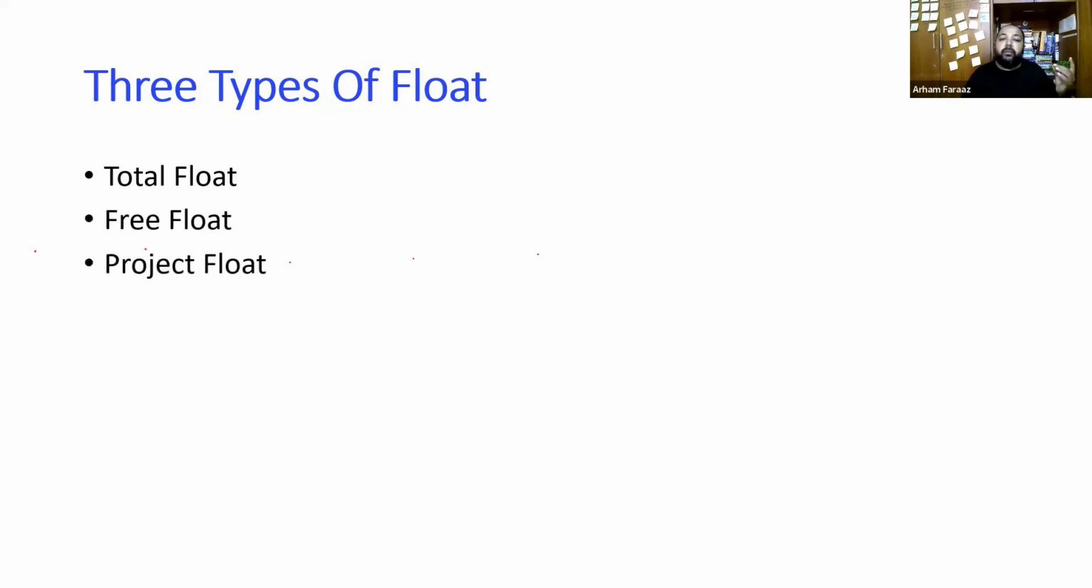So there are 3 types of floats. Let's try to understand that. What are the 3 types of floats? Very important for your PMP examination. You can expect some questions on these concepts. So total float, then you have free float, and then you have project float. Let's try to understand what these 3 categories are with an example.